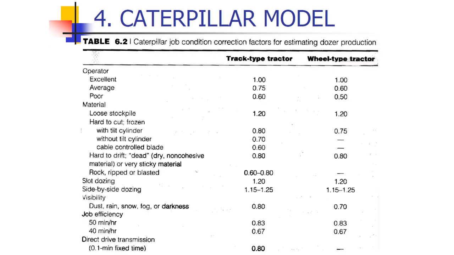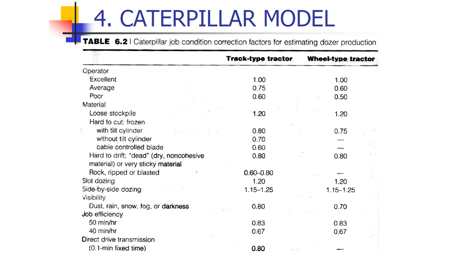Here you are having different correction factors depending on different factors: the operator's level of skill, the material type, and the technique of dozing, whether it's slot dozing or side by side dozing. A single dozing is one, if there's one dozer doing the job, it's one. Slot dozing means having an overlap between two tractors working beside each other. Side by side is that they are exactly beside each other.